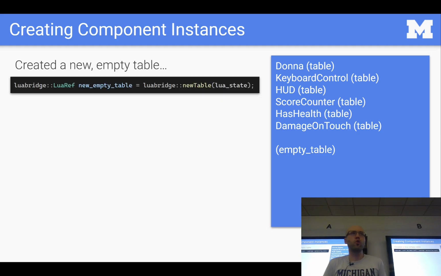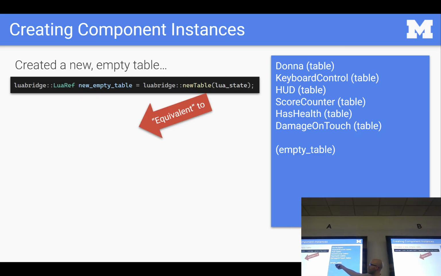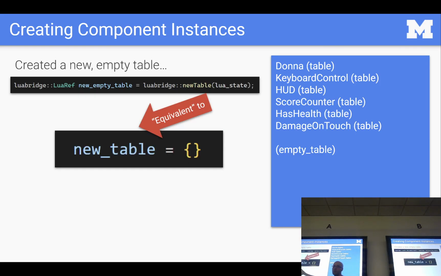Here's how you do it. You run this line right here in order to create an empty table. This is equivalent, by the way, to running this line of code in Lua. You just created a new table. It's empty. This table's not a component yet. You have to do something more to turn this table into a component.